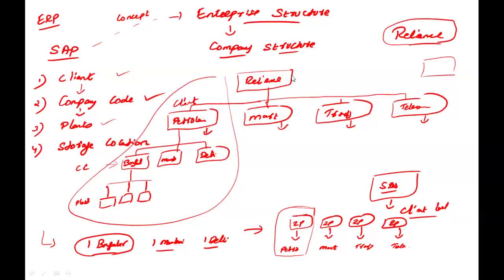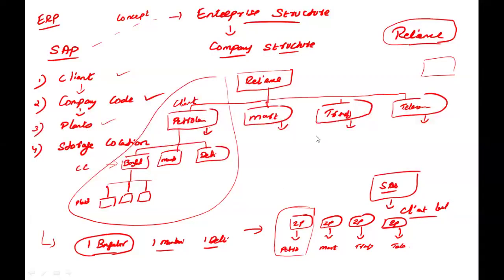Then we have the store location. Store location, the name itself tells it is storing something. So if you're storing something and that needs to be differentiated, or that needs to be a storing system, then you can show it as a store location. So these are the four hierarchies which are important in enterprise structure. And the same, we are going to configure in the system or design in the system.